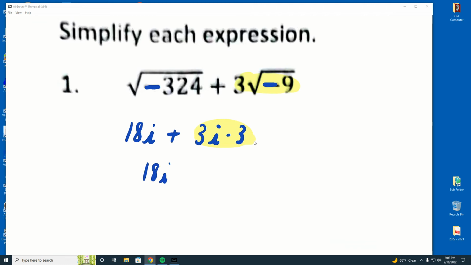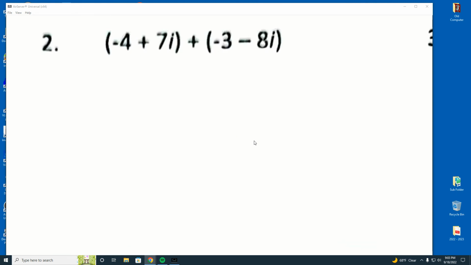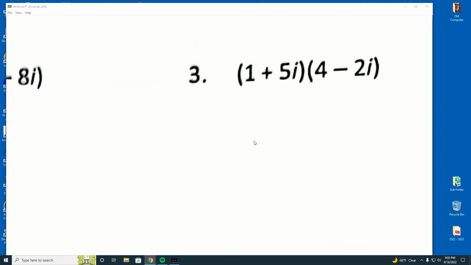What we do when we multiply it is we get 3 times 3, which is 9i. So sure enough, 18i and 9i are like terms, so we can combine those and make it 27i. And there's my answer. Okay? Let's keep on going.